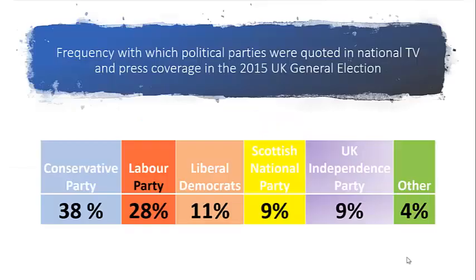Here is an example of a categorical data distribution derived from election research conducted at Loughborough University. During the 2015 UK general election, we analysed a sample of TV and press coverage of the campaign. As part of that analysis, we identified how frequently political representatives from each political party were directly quoted in coverage. We identified this distribution of party appearances across the entire sample.